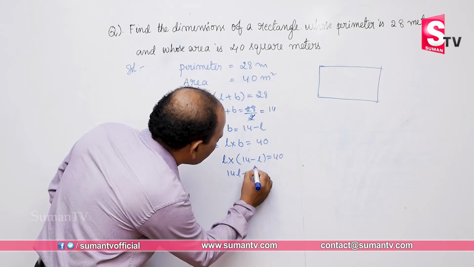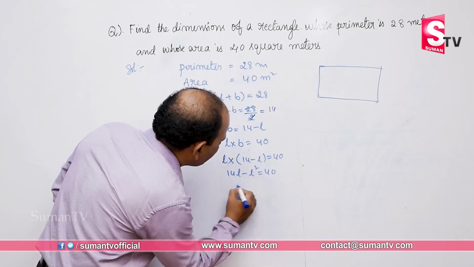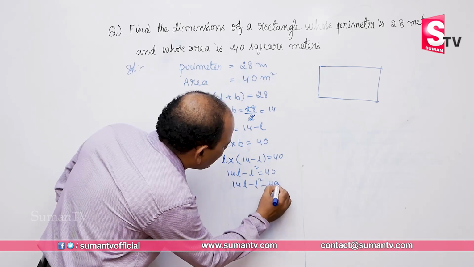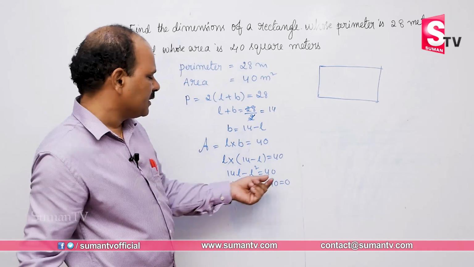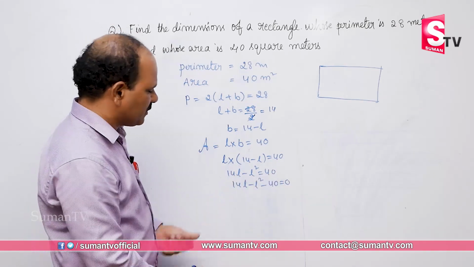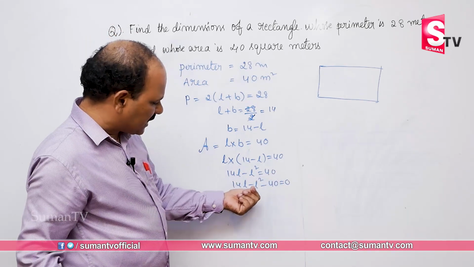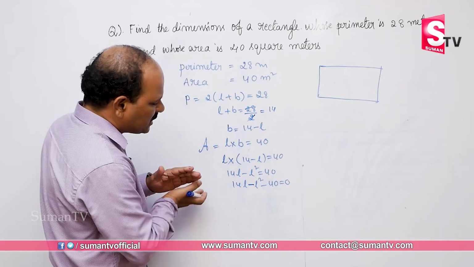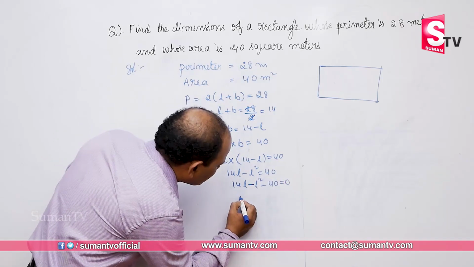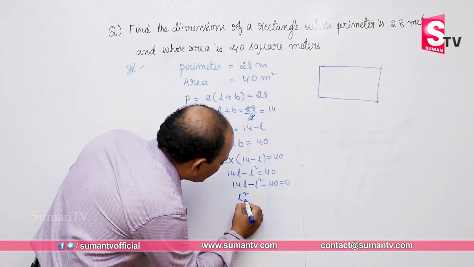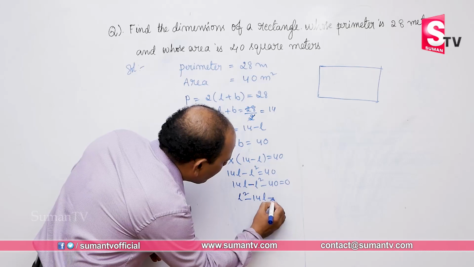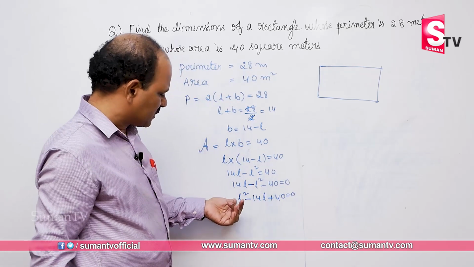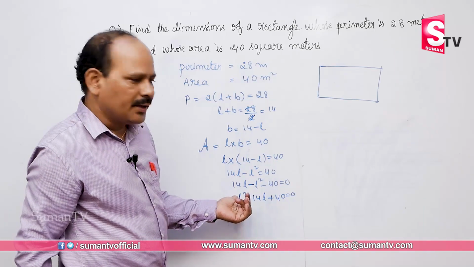14L minus L square is equal to 40. 14L minus L square minus 40 is equal to 0. I am taking this 40 to the left side. Now, this L square has a minus symbol, so I am changing all the signs of the expression. L square minus 14L plus 40 is equal to 0. Now, this is in the form of a quadratic equation.